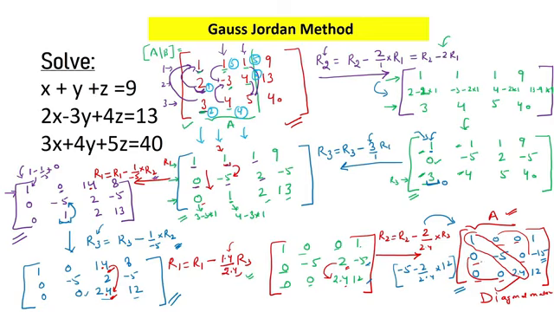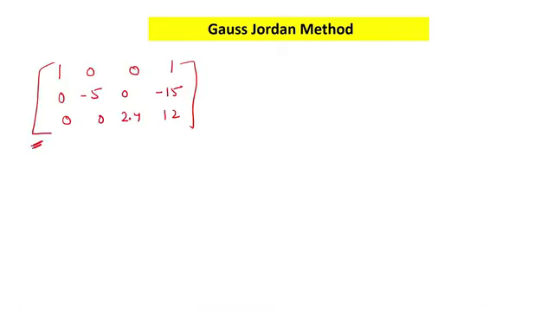So let's move forward, and now we will find the values of x, y, z using this diagonal matrix. As we did in the Gauss elimination method, we convert this again into linear equations. These 1, minus 5 and 2.4 are the coefficients, and this 1, minus 15, 12 are the constant values. So I can write x plus 0y plus 0z equal to 1. This simply can be written as x equal to 1.